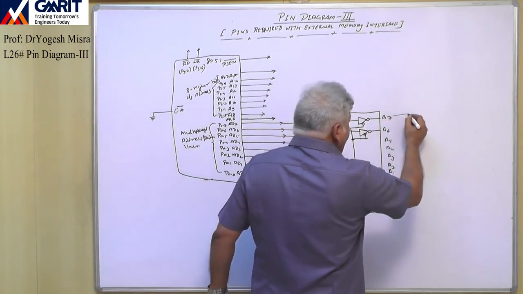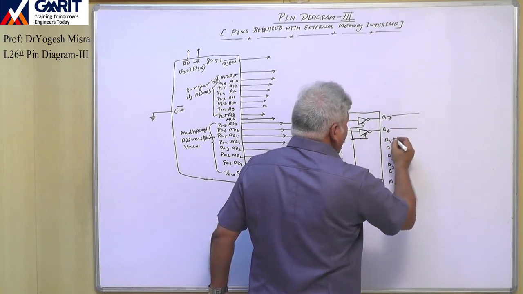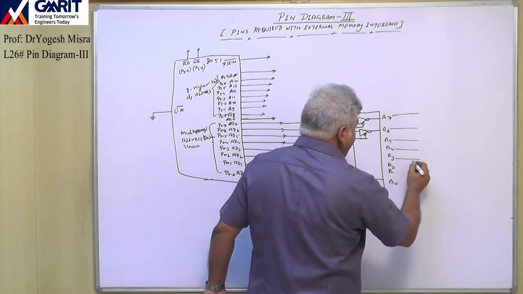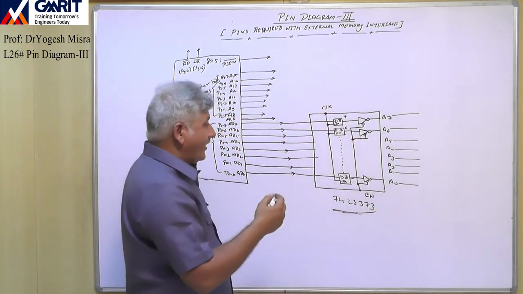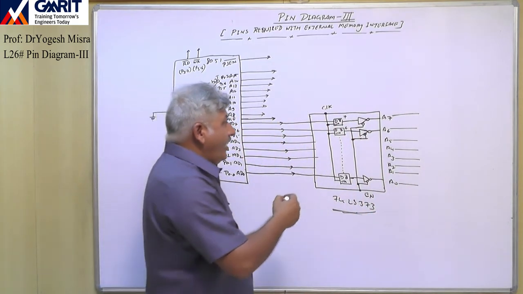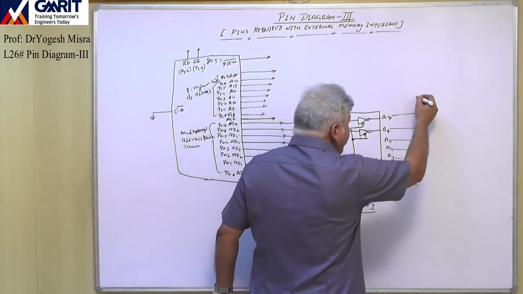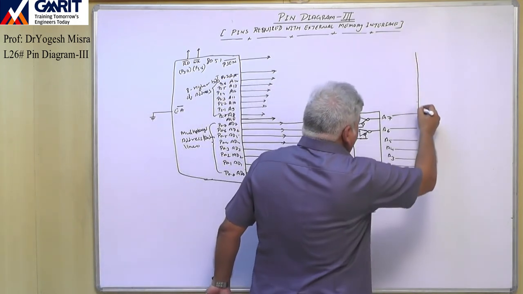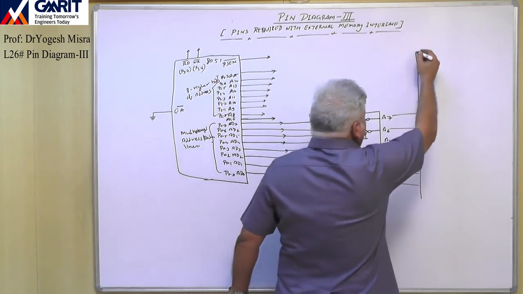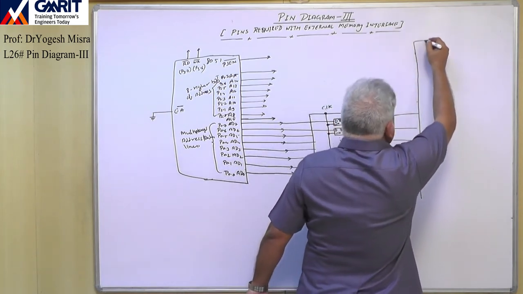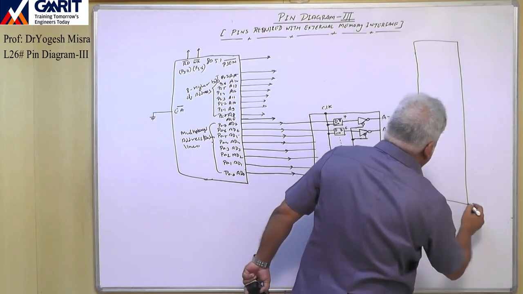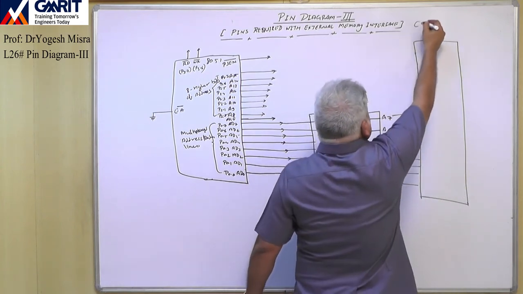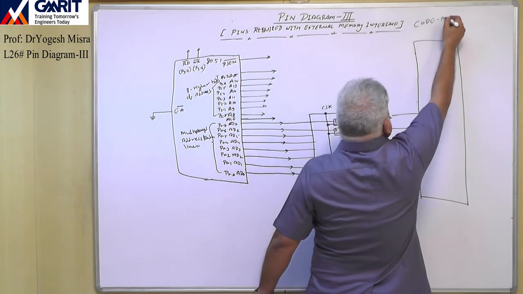And here we are having lower order addresses. These are lower order demultiplexed addresses. And here we have, this is our code memory. So this is our code memory.